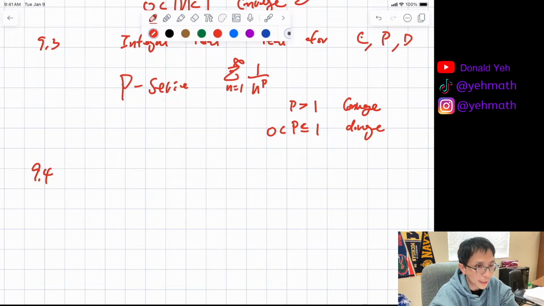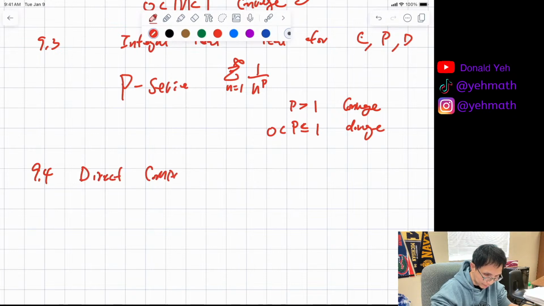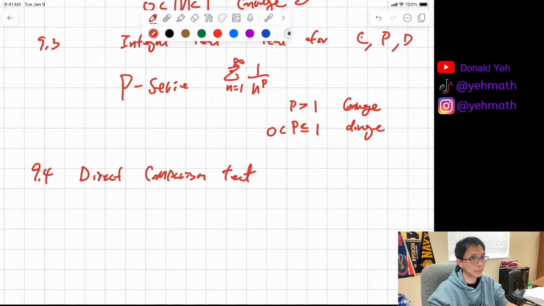9.4. We've got the direct comparison test. It just compares. So, for example, how do I know 1 over n plus 2 diverges? What do we compare to? 1 over n. You can do the integral test, by the way. It's not wrong. You can do the integral test, but you can also compare with 1 over n, because 1 over n plus 2 is smaller than 1 over n.